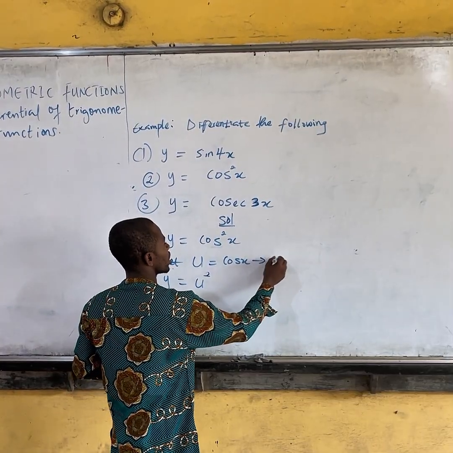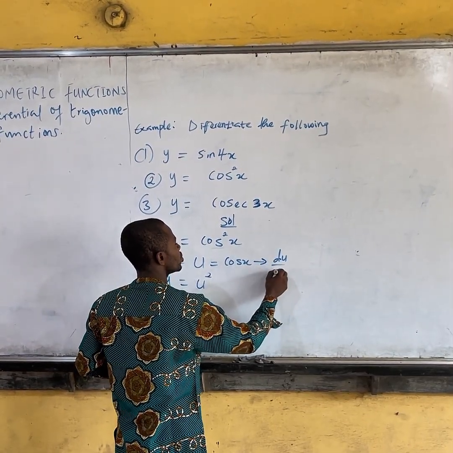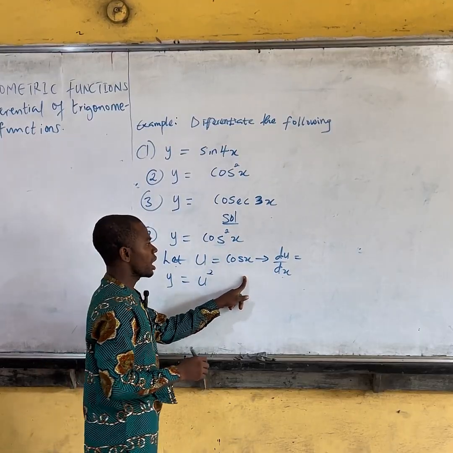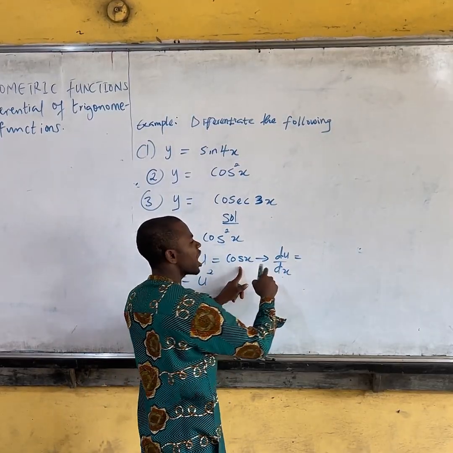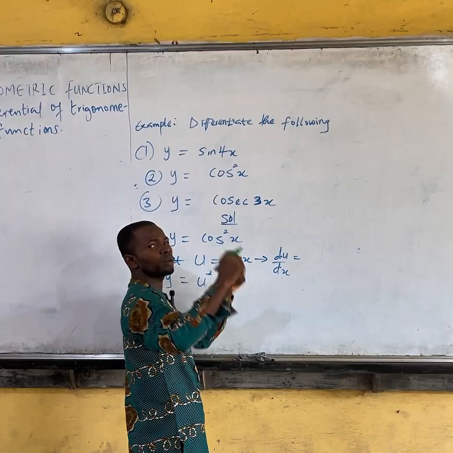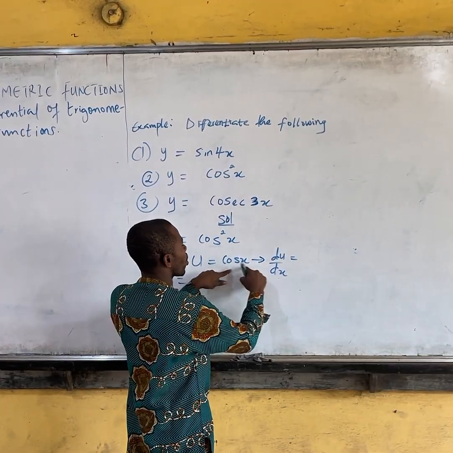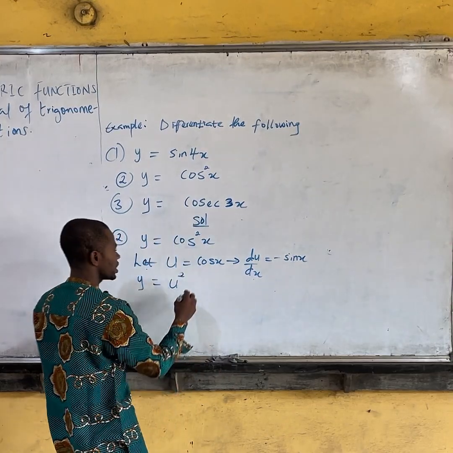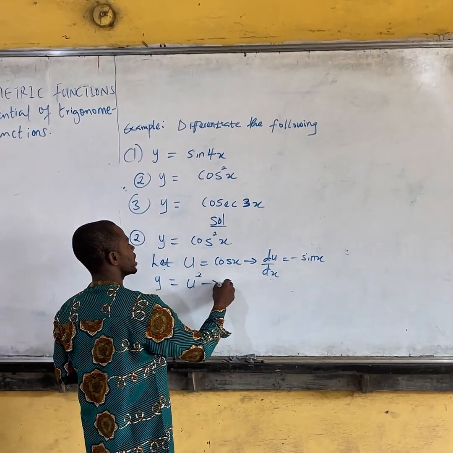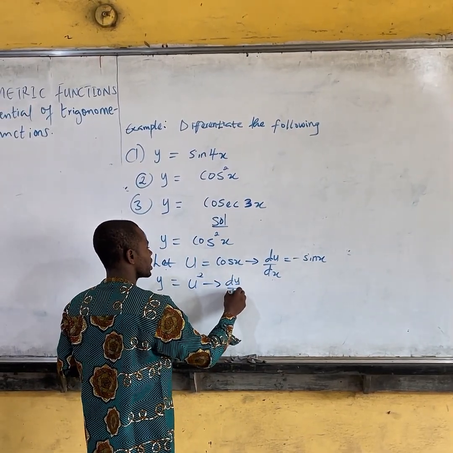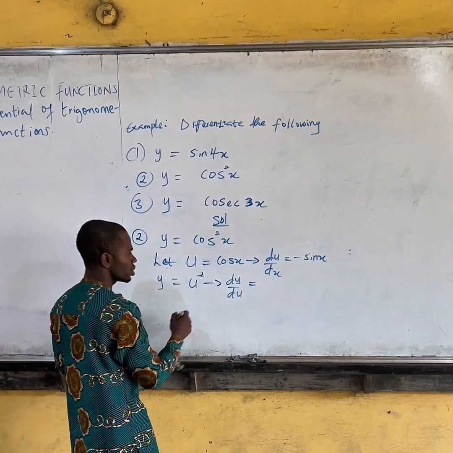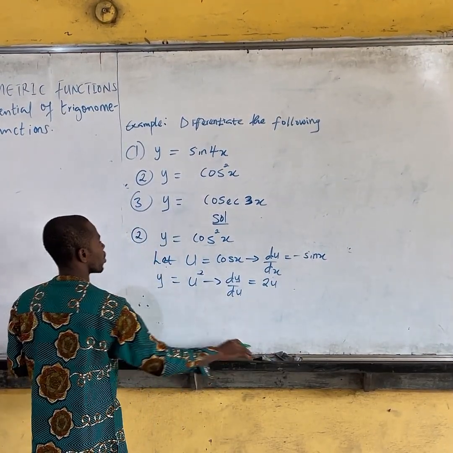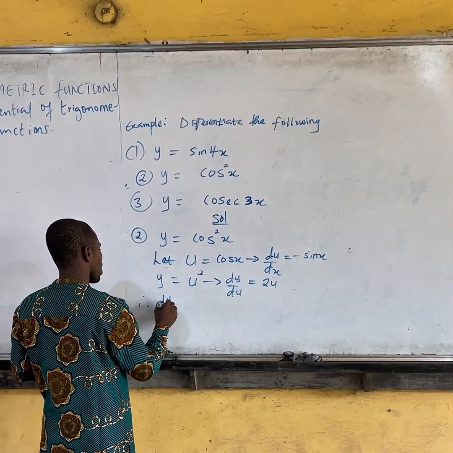From this u, I can generate du over dx, differentiating u with respect to x. My answer will be what? Differential of cos is minus sine x from the standard. If I differentiate cos x now, it will give me minus sine x. Now, from this y, I will generate dy over du, which gives what? 2u.